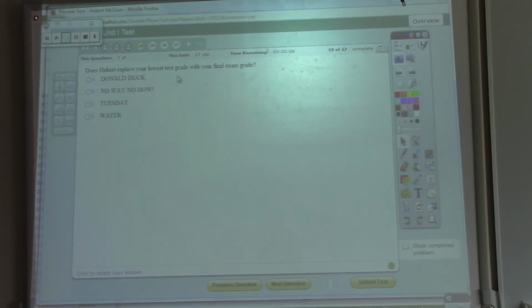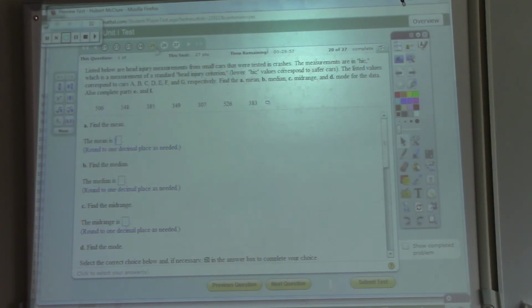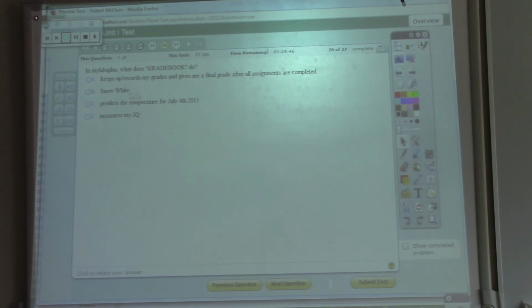Does Hubert replace your lowest test grade with your final exam grade? No way, no. There's no other answer. Mean, median, mid-range. We did one of these in class. Not going to spend time on that. In MyLabsPlus, what does Gradebook do? Predicts the temperature for July 4th, 2015. Yes. That's why it's called Gradebook. It's A.